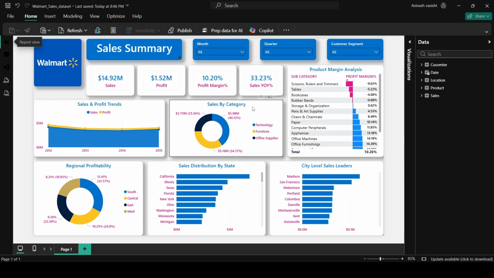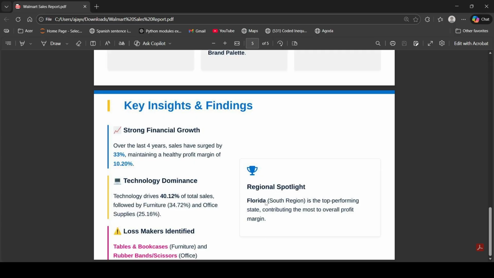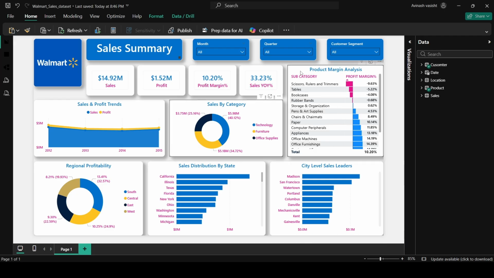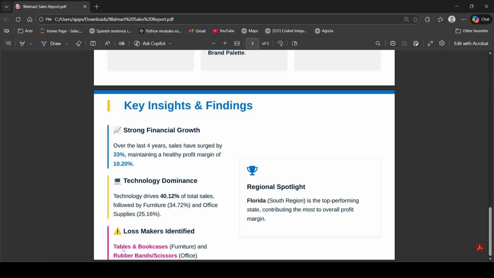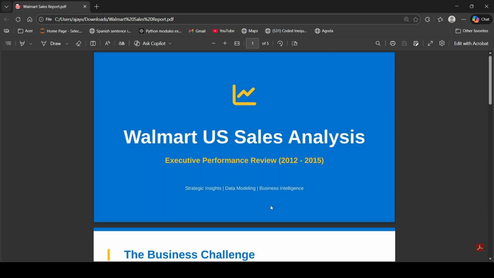And this was the sales by category visualization, as we can see. But it also has subcategories by profit margin. But as you can see, tables and bookcases subcategories of the furniture category are making a loss, and rubber band and scissor of the office supply category are making a loss. And the last question was on the basis of region.